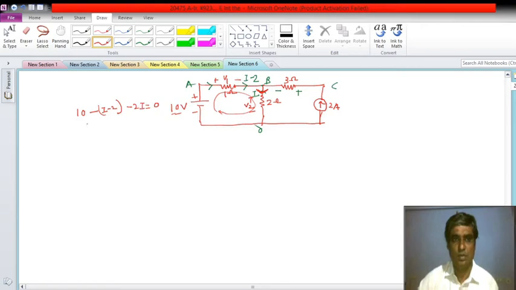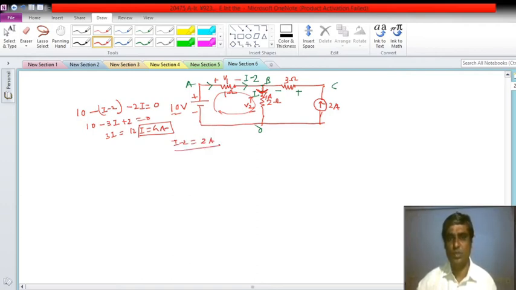So this is 10 minus 3I plus 2. So 3I is 12, I is 4 amps, right? Okay, correct. So if I is 4 amps, this 4 amp current is flowing in it. So how much will be I minus 2? It will be 2 ampere. Okay, so you can see now 4 ampere, this is 2 and this is 2, right?